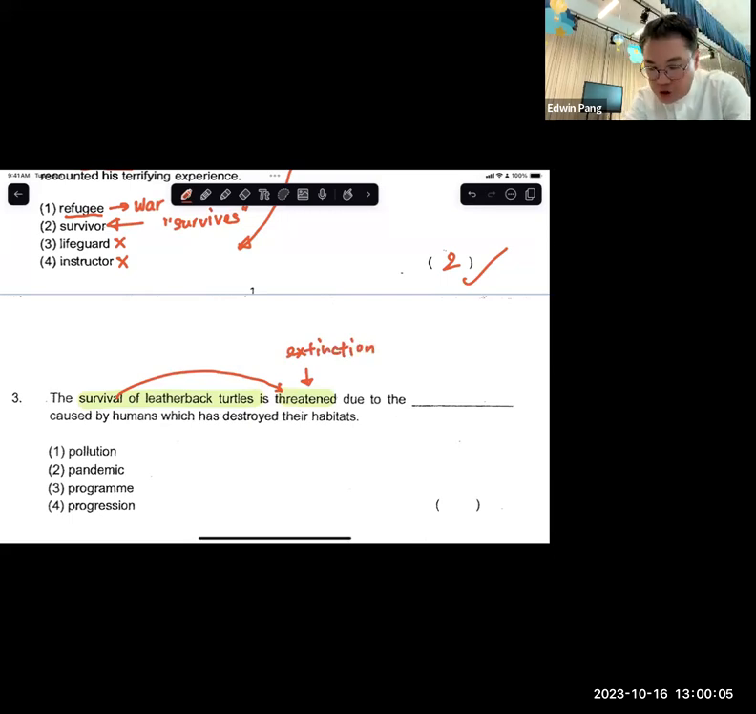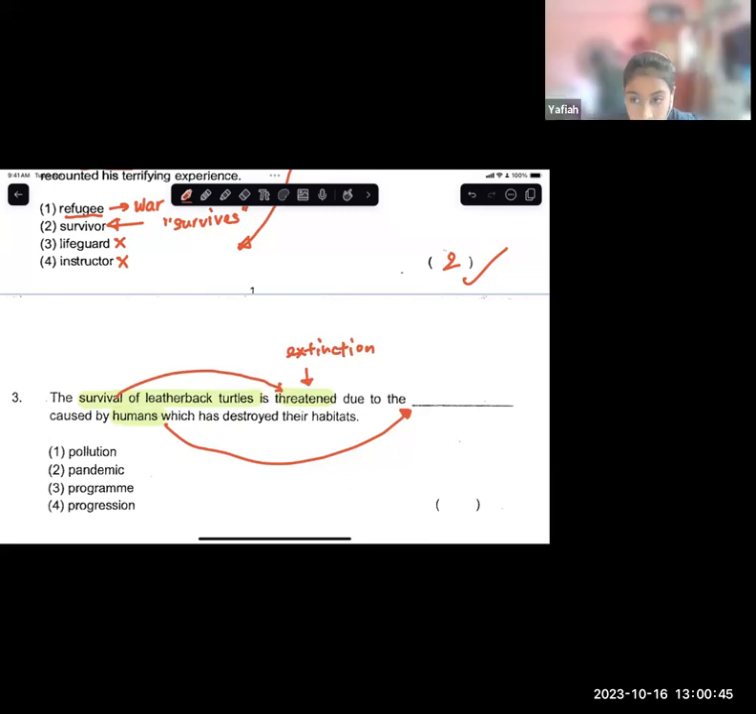Okay, so extinction, right? So what causes the extinction of species like leatherback turtles in the wild? It's humans, right? So what do humans do that cause these animals to die out? Which of these words has something to do with humans doing something that causes natural species to die? Is it pollution, pandemic, program, or progression? Which one do you think it is? Okay. So let's say I don't know the meanings of some of these words. Yafia, go ahead. Pollution. Okay, so the answer is actually pollution, right?